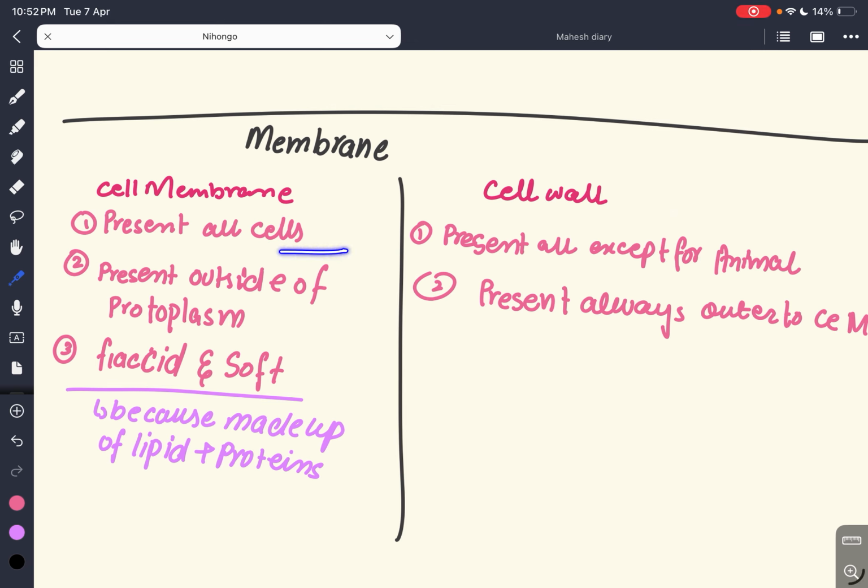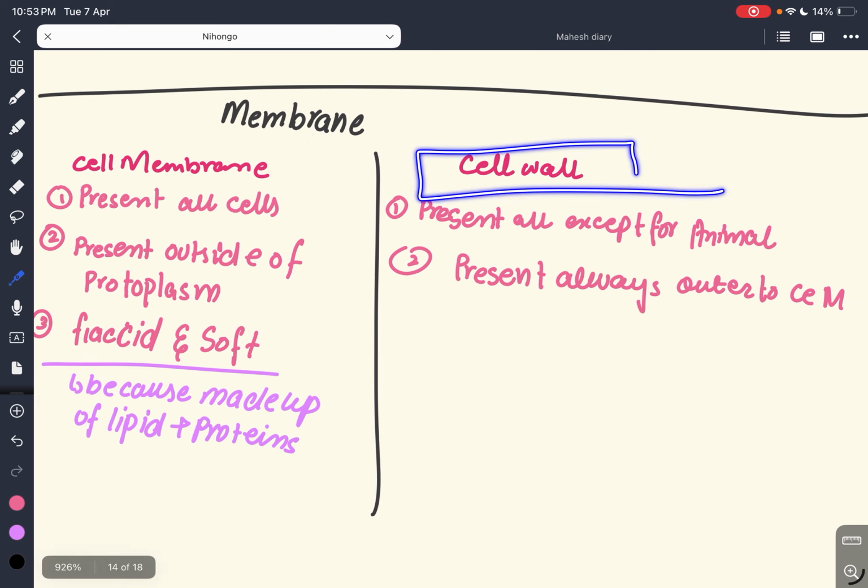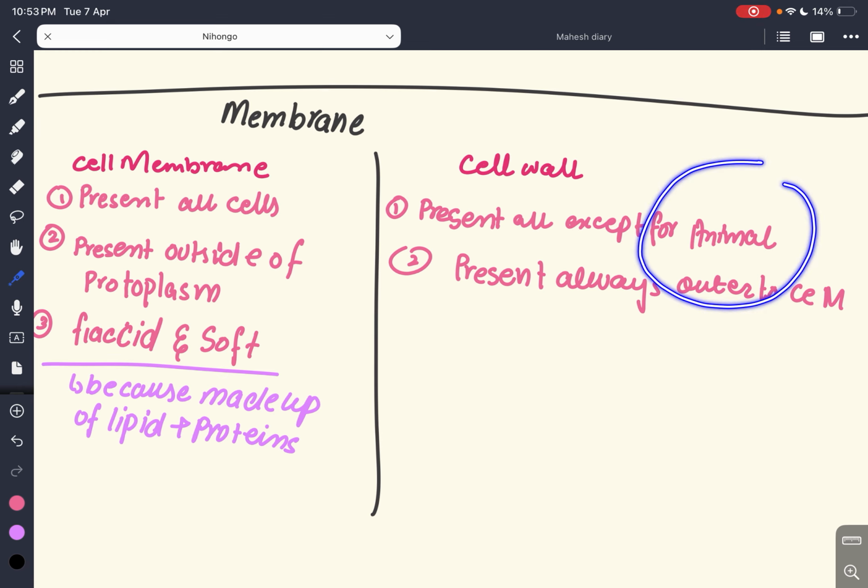Okay, first of all we're going to talk about the presence of these membranes in different cells, and particularly we discuss plant and animal. बाकी कुछ और आ जाता है, we'll discuss this too. अब देखो, cell membrane is actually present in all types of cell. You'll find cell membrane in every type of cell, if it's animal, if it is plant, if it's fungi. And when you talk about cell wall, it is present in every cell except for animal. So you'll find it in every cell but not in animal cell.